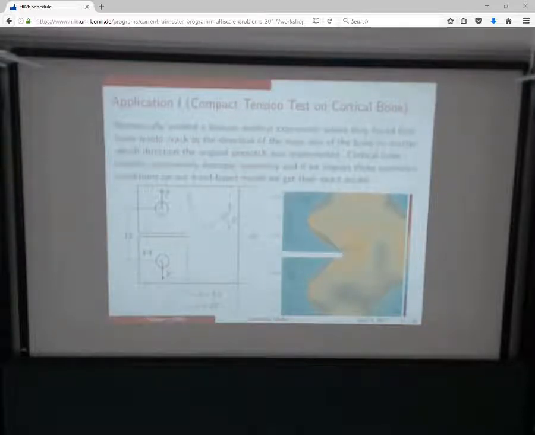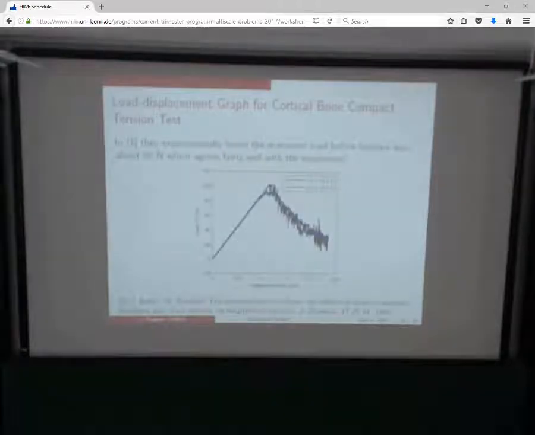So in addition to showing that it cracks in this direction, they also showed that it matches well with experimental results for the maximum load that the bone could support. It was off by about 5% from the experimental results they found of around 98 newtons for the maximum load that this bone could sustain. And this was first measured by these guys for cortical bone.